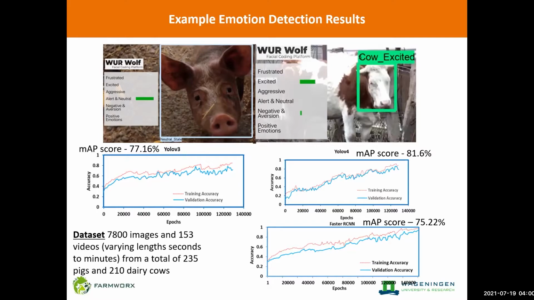Again, data is the biggest challenge. We had access to about 235 pigs and 210 dairy cows from 5 different farms. We collected a large range of videos and photos. Of course, photos were discarded, and based on the video analysis, we were able to say, hey, you know what, YOLO V4 has the potential to provide at least 81.6% accuracy in terms of telling the intensity and the specific affective state in that particular moment based on that context.